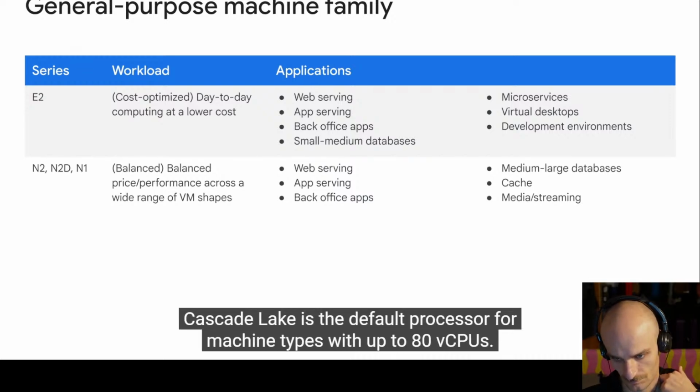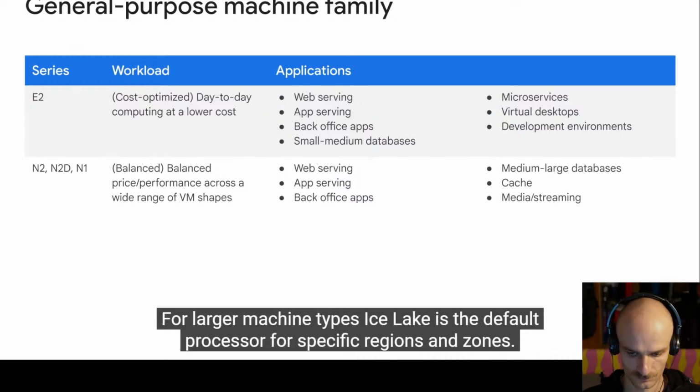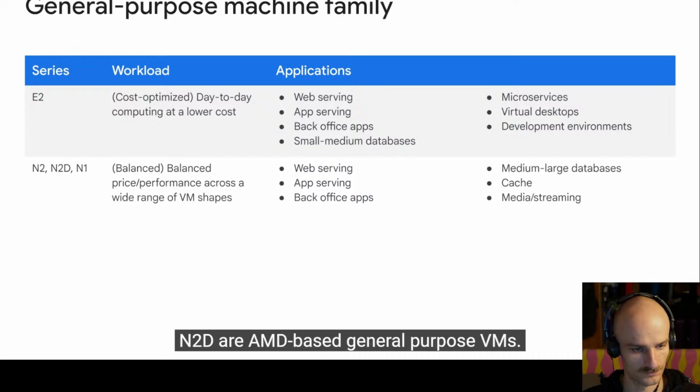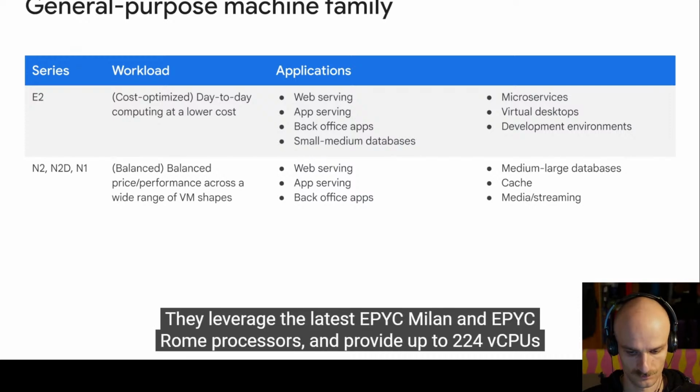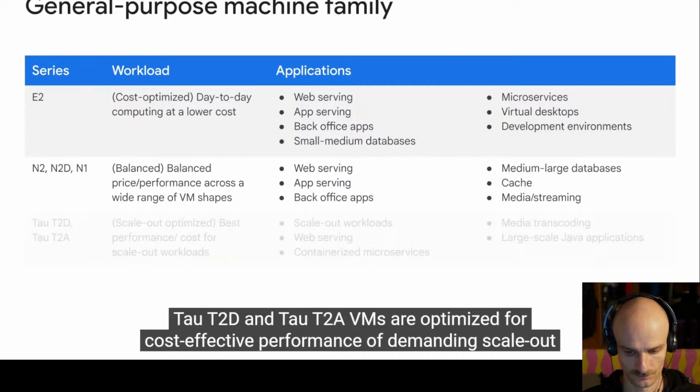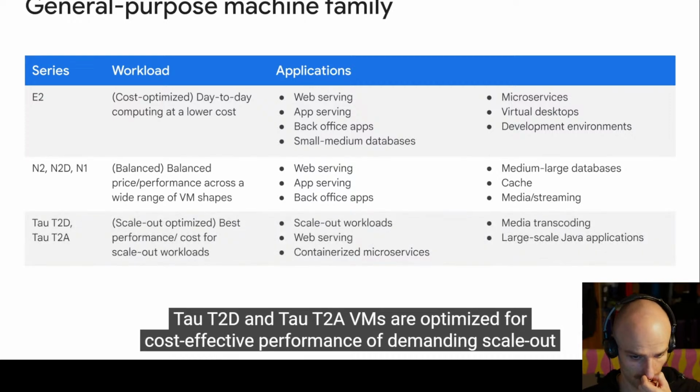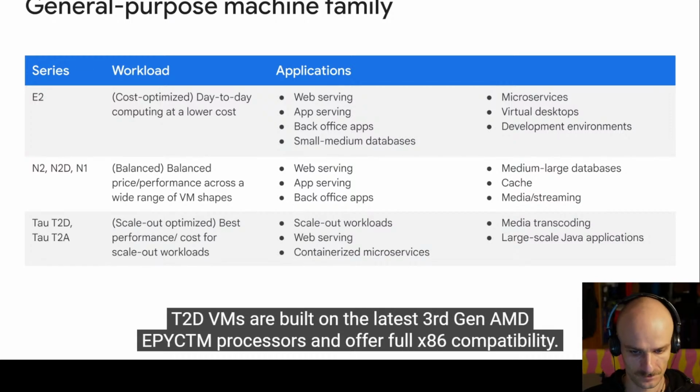Cascade Lake is the default processor for machine types with up to 80 virtual CPUs. For larger machine types, Ice Lake is the default processor for specific regions and zones. N2D are AMD-based general-purpose VMs. They leverage the latest EPYC Milan and EPYC Rome processors and provide up to 224 virtual CPUs per node. Tau T2D and Tau T2A VMs are optimized for cost-effective performance of demanding scale-out workloads. T2D VMs are built on the latest 3rd-gen AMD EPYC processors and offer full x86 compatibility.